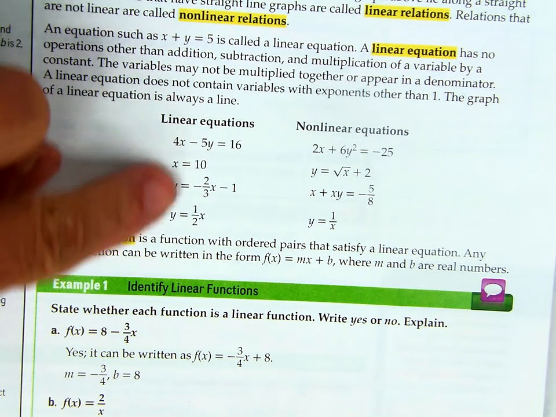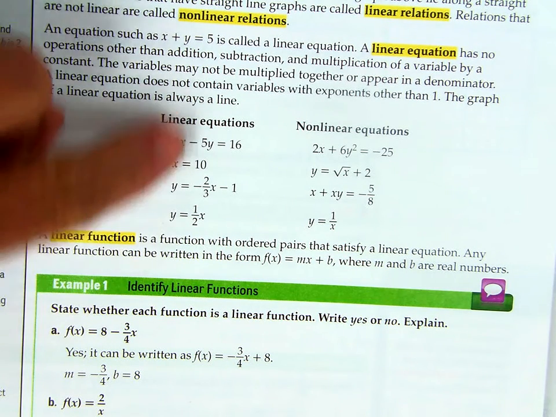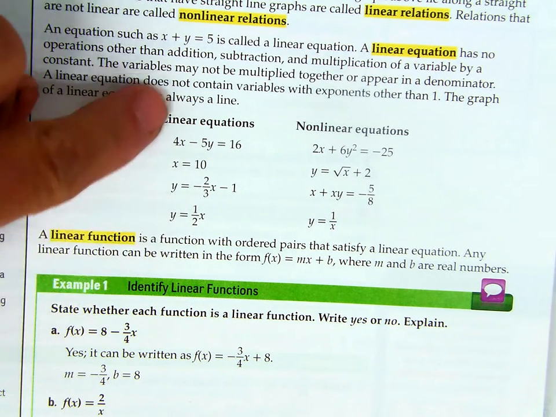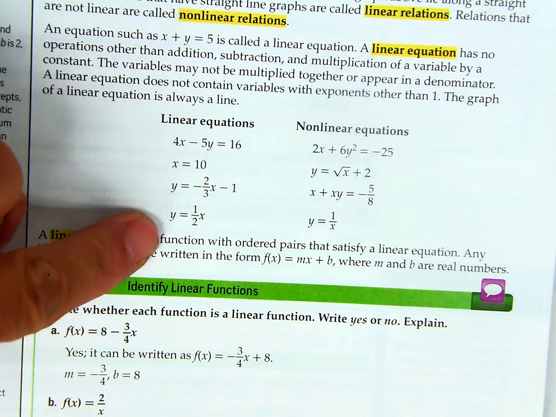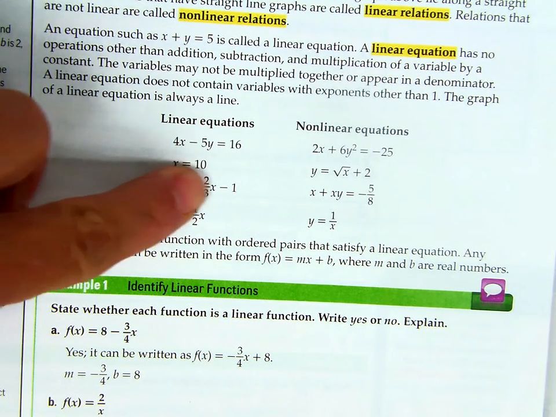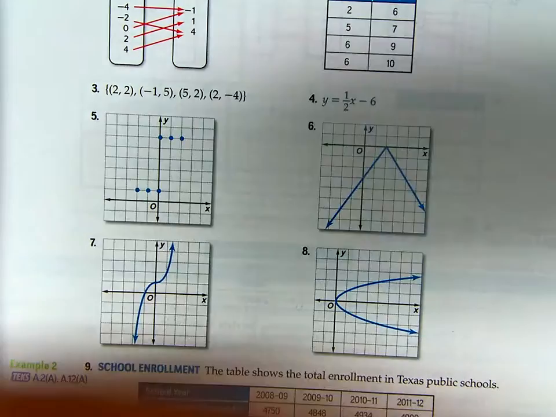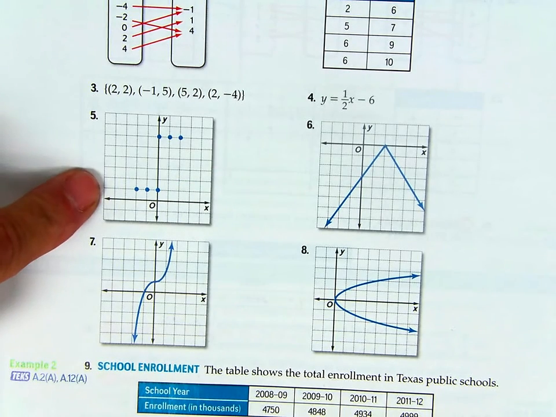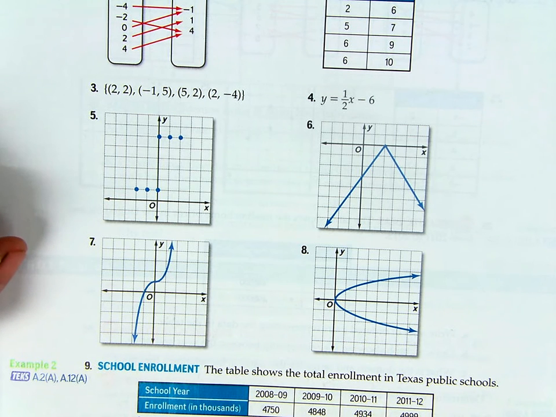Here are the types of equations that we want to see to be able to say, yes, it is a function, and then later on, yes, it is linear. This looks like the one that you just did, very much like it. It is a function. So yes. How about number 5? No. I heard yes. Okay, so explain.